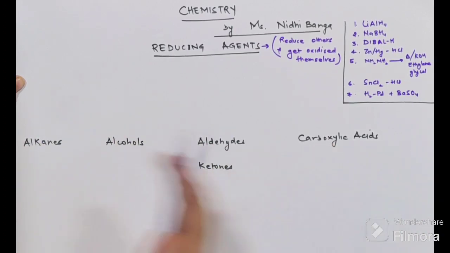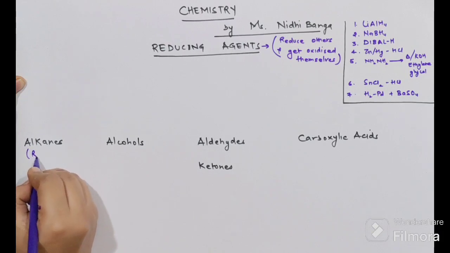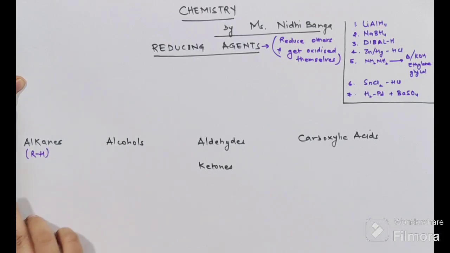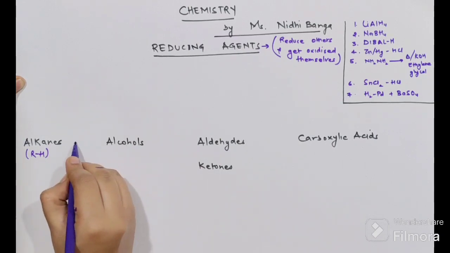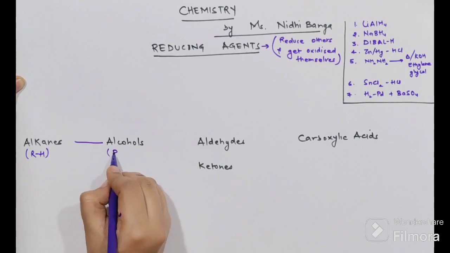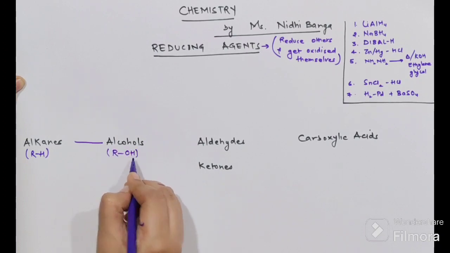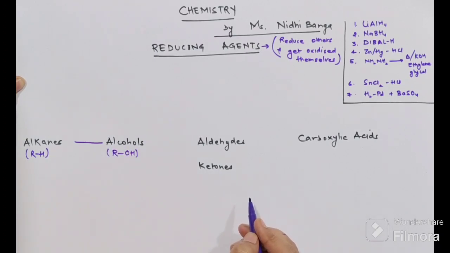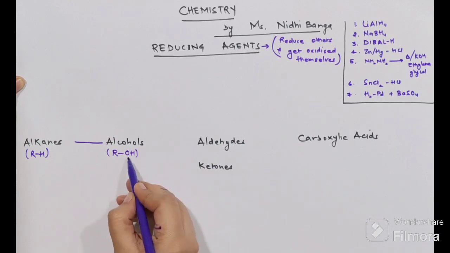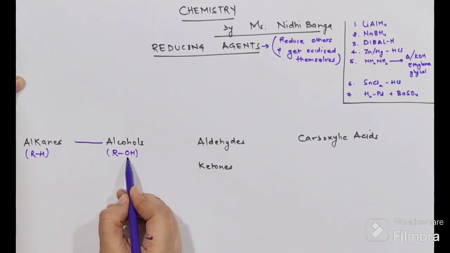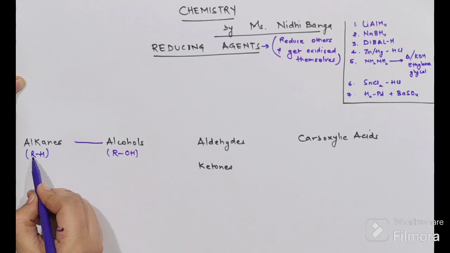So what I've drawn here is the organic compounds going from the most reduced ones to the most oxidized ones. Alkanes, represented as RH, is the most reduced one. It has no electronegative atom, so it's quite reduced. Then we have alcohols, where carbon is singly bonded to an electronegative atom, that is oxygen. So that is why it is more oxidized than alkanes.